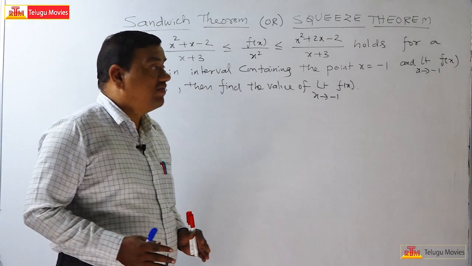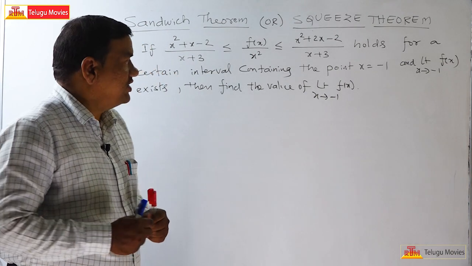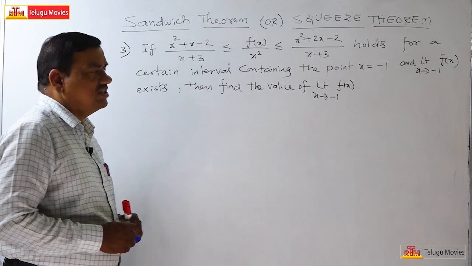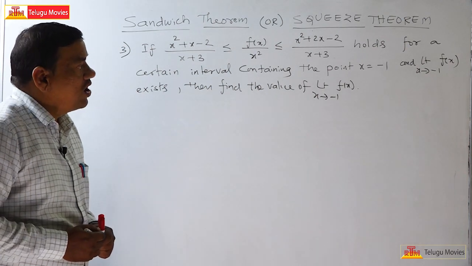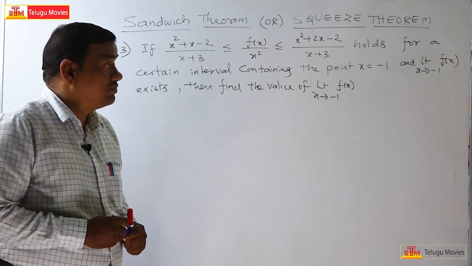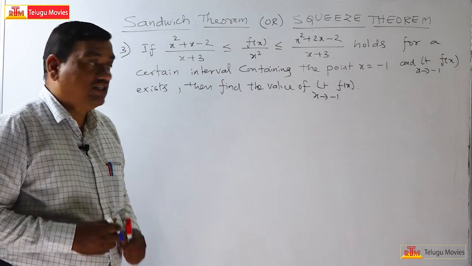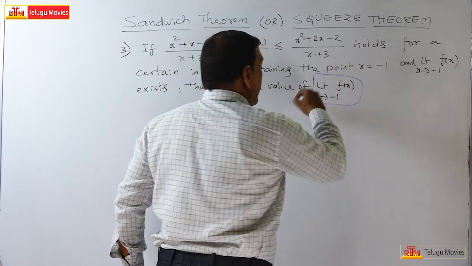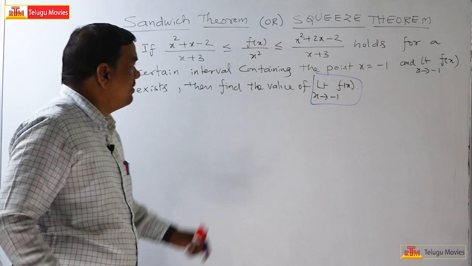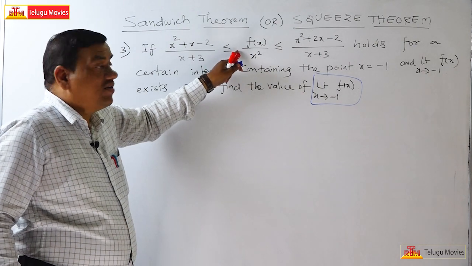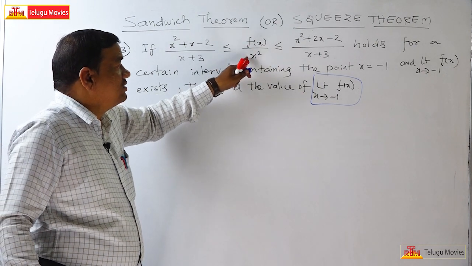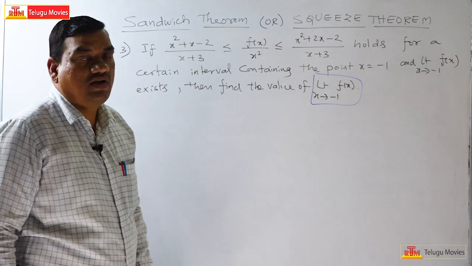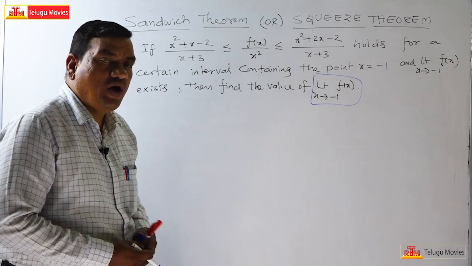That means in that interval the point minus 1 is there, and limit x tends to minus 1 f of x exists. It is given that the limit exists at x is equal to minus 1. Then find the value of limit x tends to minus 1 f of x. See here, remember, in the central function, our function is f of x by x square, not simply f of x. Then how to find out this value? Okay? So let us move as usual.